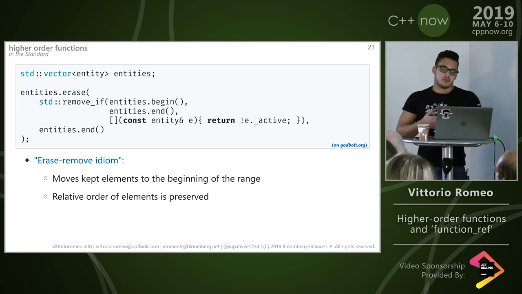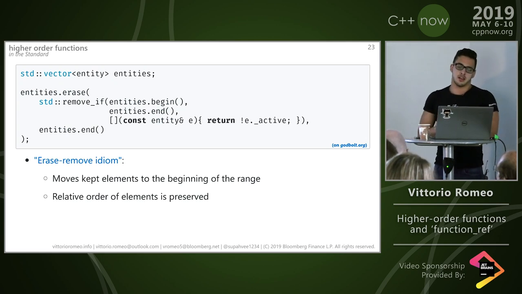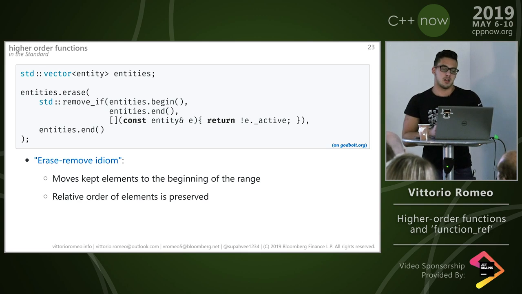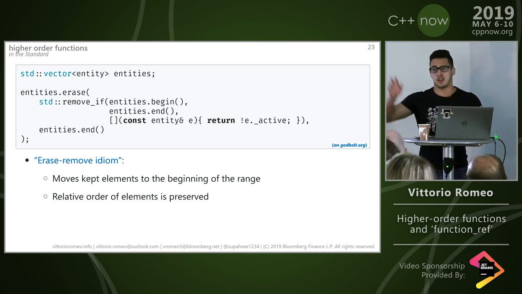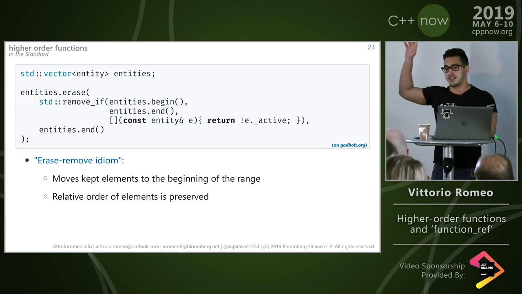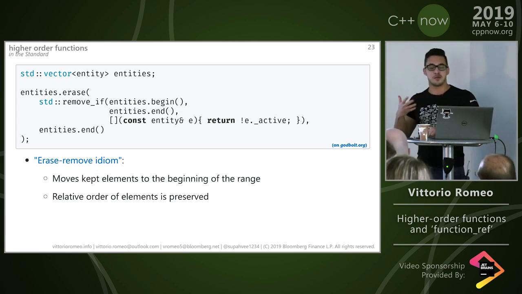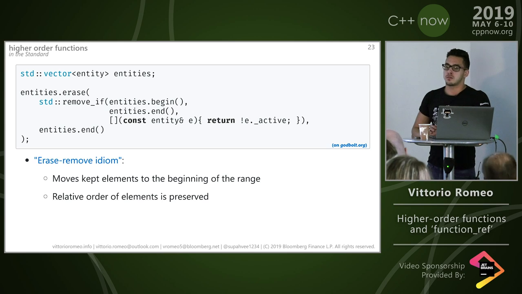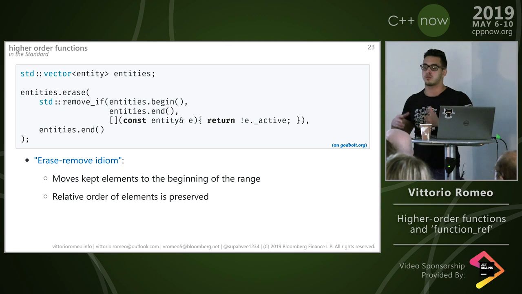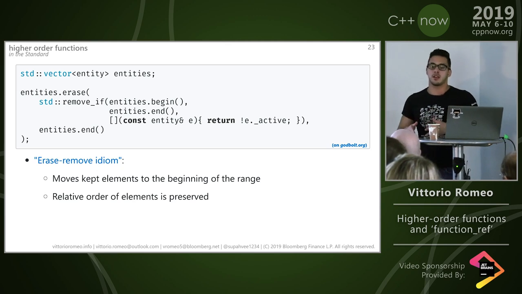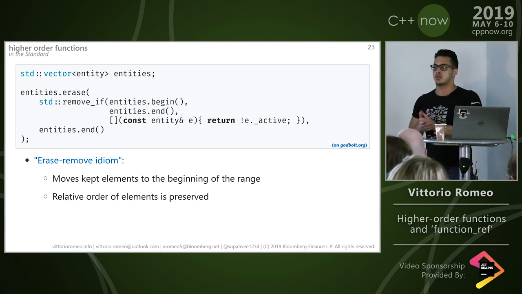One of the common uses of higher-order functions that I especially have seen in game development is the erase-remove idiom. So how many of you are familiar with this? Great, pretty much everyone. So this is a very common pattern, and what it allows you to do is basically remove all the elements from a contiguous container that match a certain predicate.